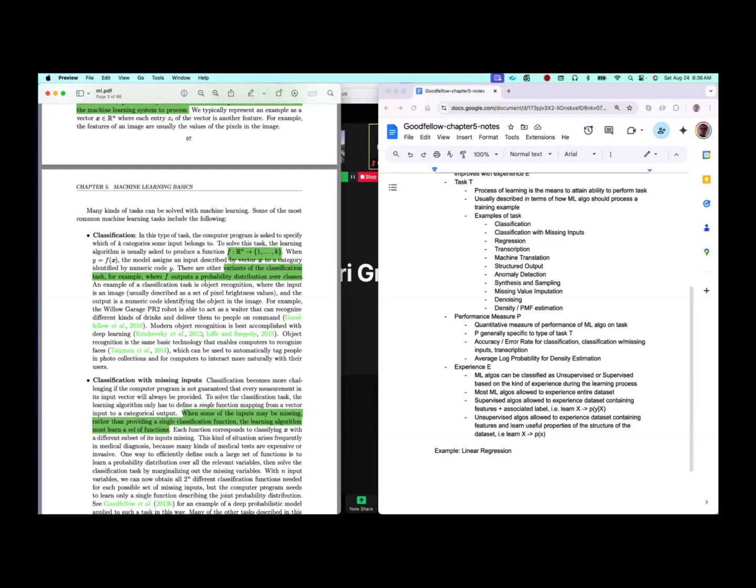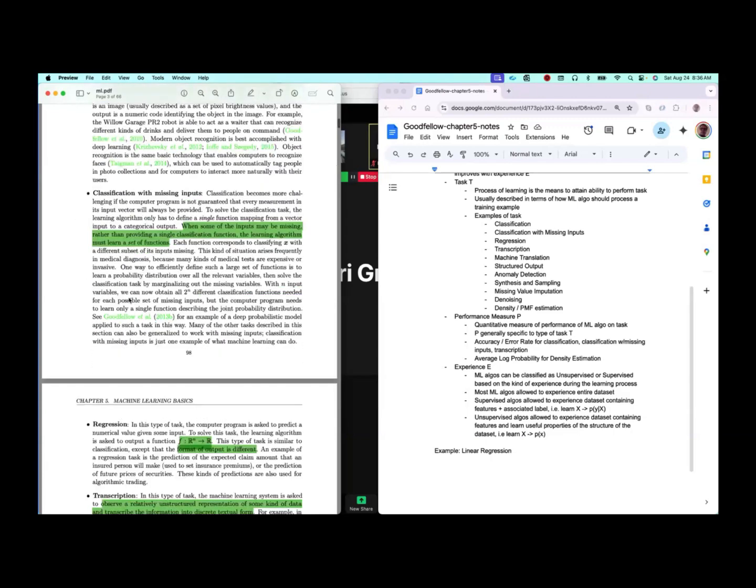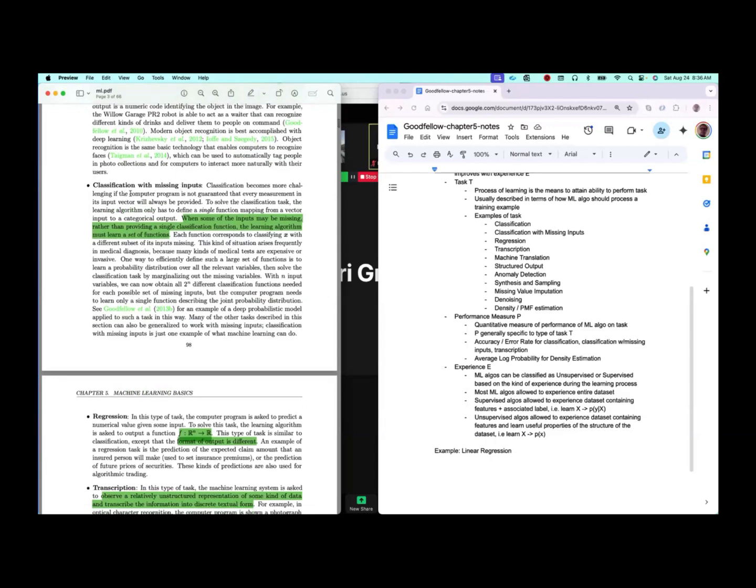So if you do scikit-learn, it's the predict_proba function, right? Instead of the actual class, it gives you the probabilities of each of those classes, and you can select from there at that point. There is also a variation of classification where it comes with missing inputs.